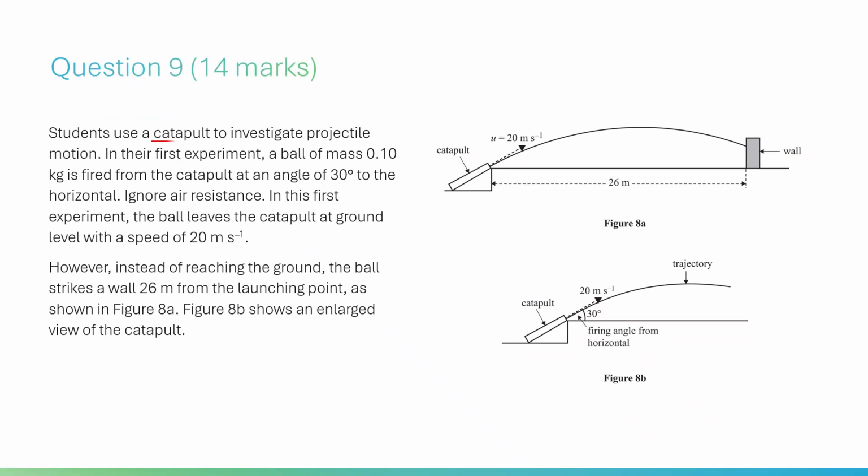Students use a catapult to investigate projectile motion. In their first experiment, a ball of mass 0.10 kilograms is fired from the catapult at an angle of 30 degrees to the horizontal. Ignore air resistance. In this first experiment, the ball leaves the catapult at ground level with a speed of 20 m/s. However, instead of reaching the ground, the ball strikes a wall 26 m from the launching point, as shown in Figure 8a. Figure 8b shows an enlarged view of the catapult.